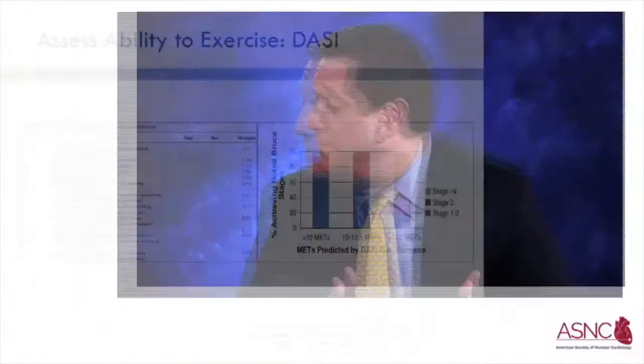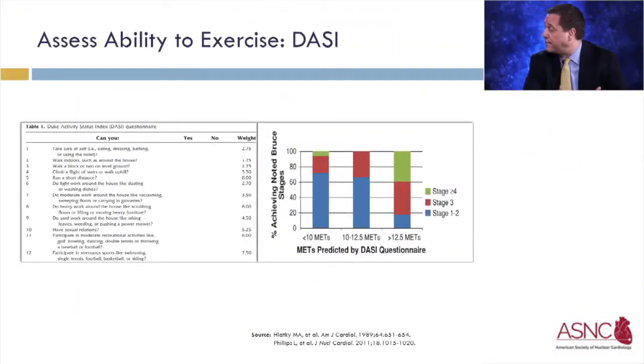So there's one called the DASI score, which is the Duke Activity Status Index. It's a series of 12 questions where patients answer yes or no questions, allowing the clinician to come up with a weighted score to predict, before even starting a stress test, what their functional capacity will be. As long as we're seeing that they have adequate functional capacity, it helps us in going to the next step of doing the test using a treadmill.